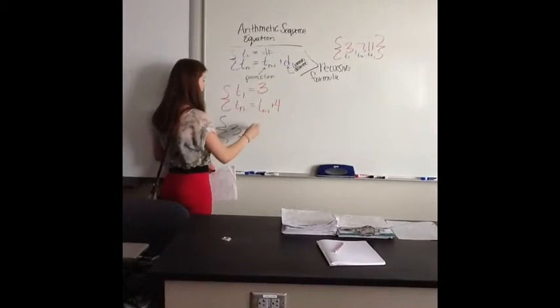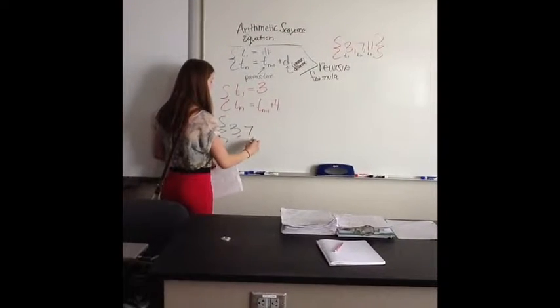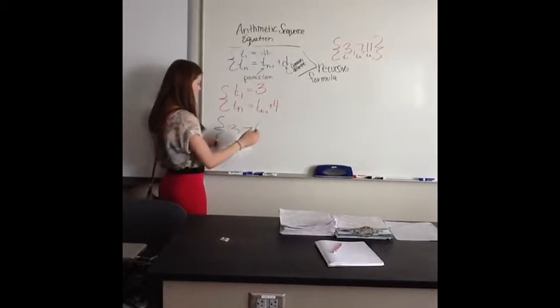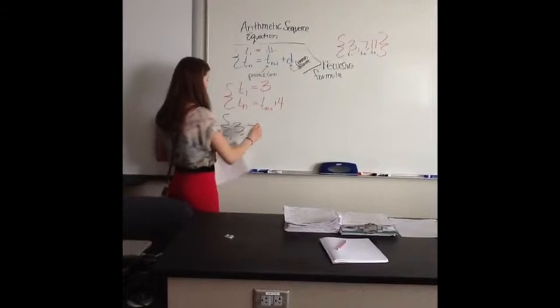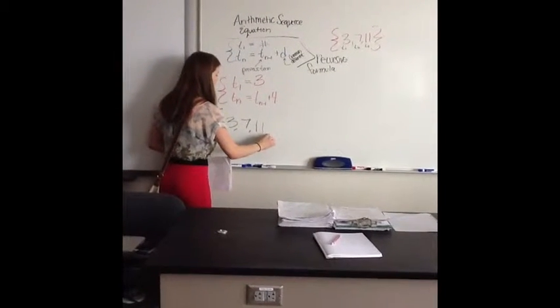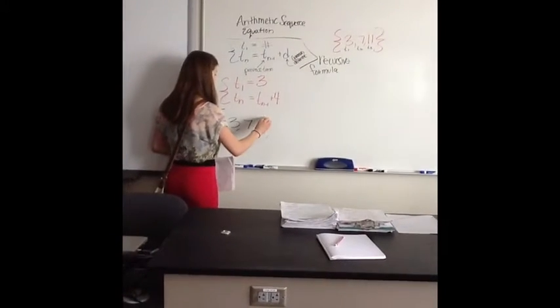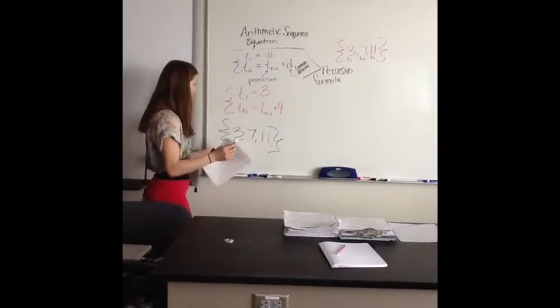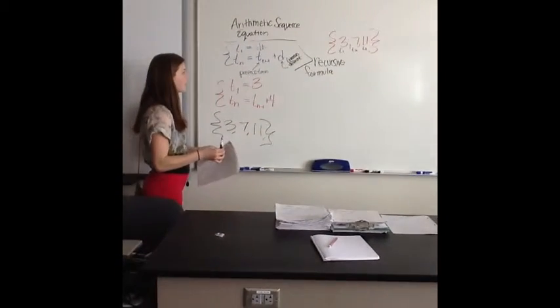The next one would be 7. And 7 plus 4 would be 11. And then you do your brackets. And you could also do the same thing over here.